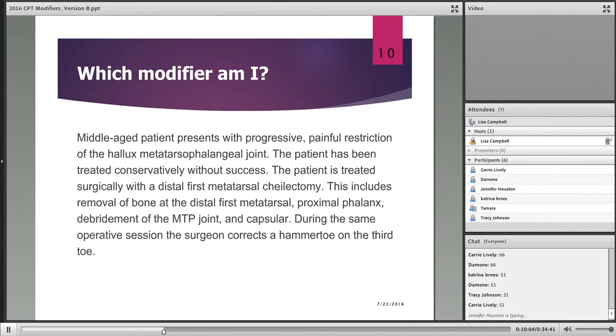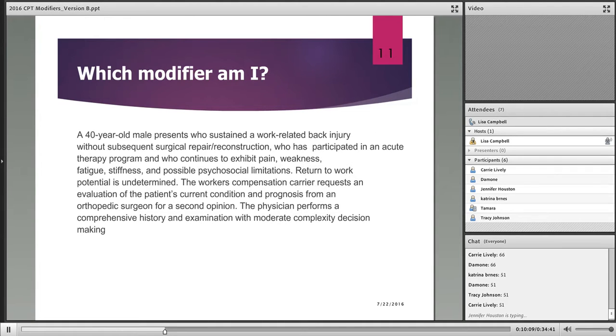"51" is correct. Next up, a 40-year-old male patient who sustained a work-related back injury without subsequent surgical repair reconstruction, who has participated in an acute therapy program, and who continues to exhibit pain, weakness, fatigue, stiffness, and possible psychosocial limitations. Return to work potential is undetermined.